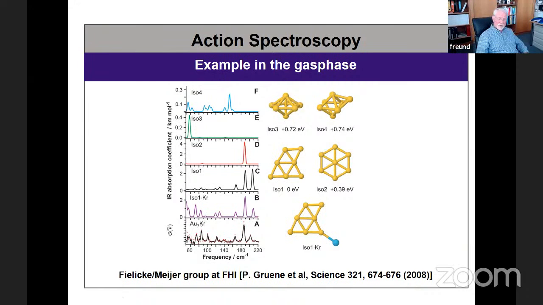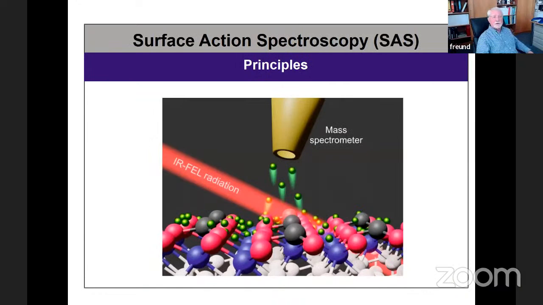So we thought, well, if that is the case, we can do the same thing on the surface, because binding rare gas atoms to metal surfaces is something people have done 20, 25 years ago. Dietrich Menzel in Munich has done it for many, many years. And we tried to do that. And then the idea came up to create something that's called surface action spectroscopy, where we use an infrared laser to desorb the messenger and use a mass spectrometer to measure the abundance of desorbing species.